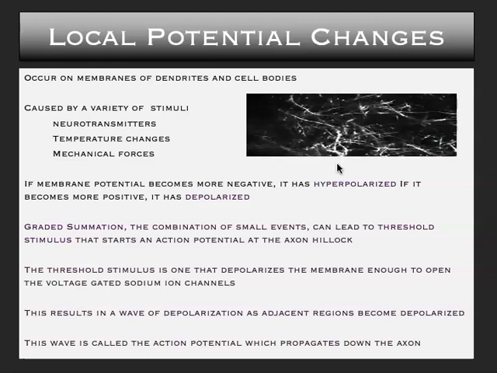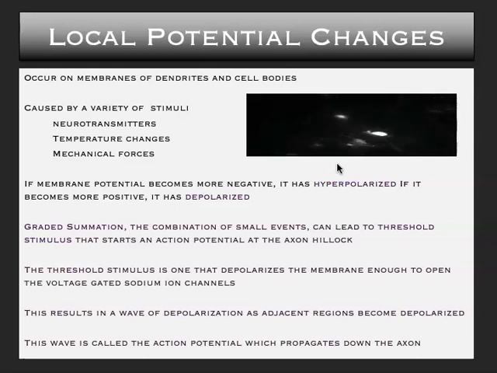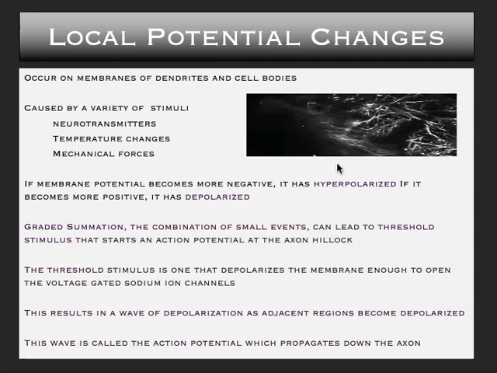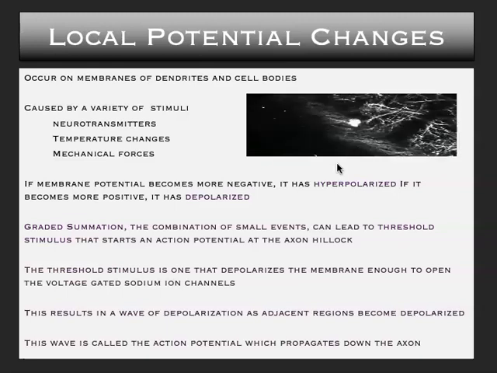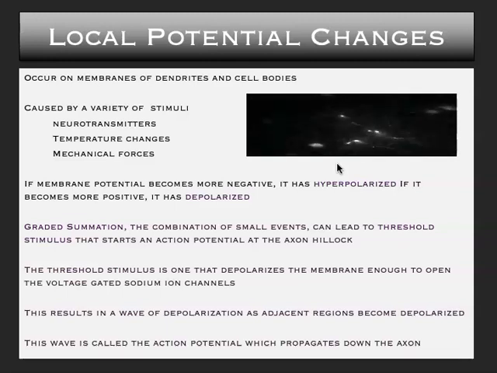All right. And we say that there's a phenomenon called graded summation. That is, I can have little tiny events of depolarization that lead to this idea of a threshold, right? So there's a specific voltage value. It's minus 55, all right? So if I go from negative 70 to minus 55, I've hit a threshold. And that threshold starts a phenomenon called the action potential. And this happens on the neuron at the axon hillock, okay? So graded summation, the decision for a neuron to fire occurs at the axon hillock.